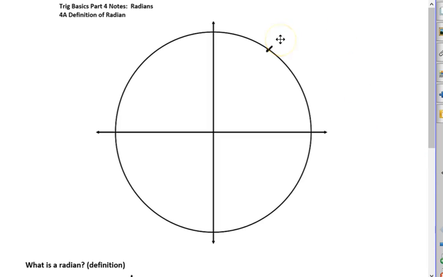So now I have one mark that is a radius length marked around the edge of the circle, and I'm going to create an angle with this. We know that this is the length of the radius of the circle, and this, of course, is also the length of the radius of the circle. And this arc length is also the length of the radius of this circle in particular.